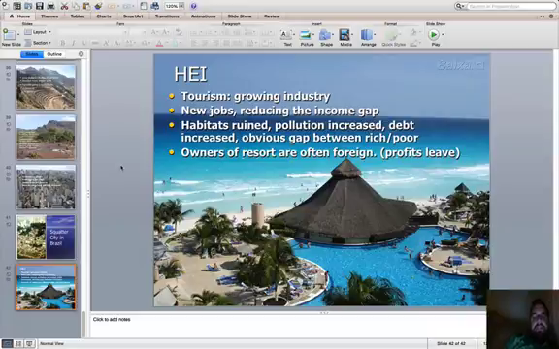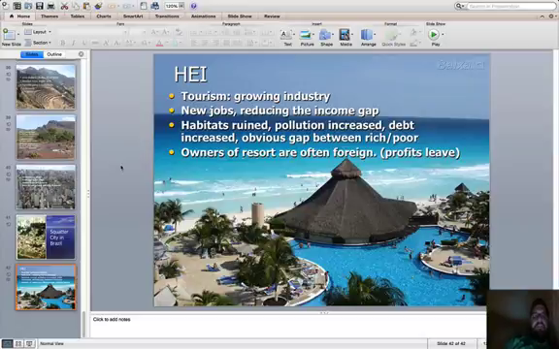But some of the negatives is you're going to see habitats ruined for the animals that live around there, especially if you're near the rainforest. You're going to increase pollution, definitely. Debt actually gets increased, and this happens because the countries invest a lot to create these spaces for tourists. But most of the money flows out of the country because usually these resorts are owned by American or European companies, and therefore the money doesn't stay in the country and get invested back into the country.